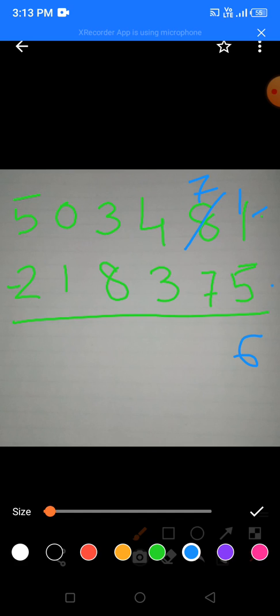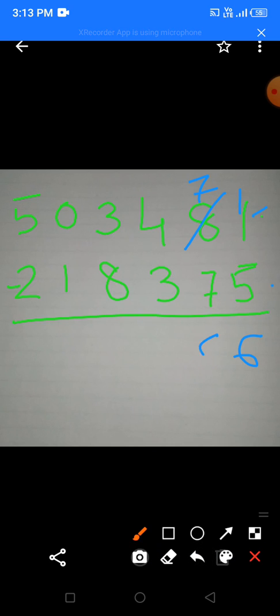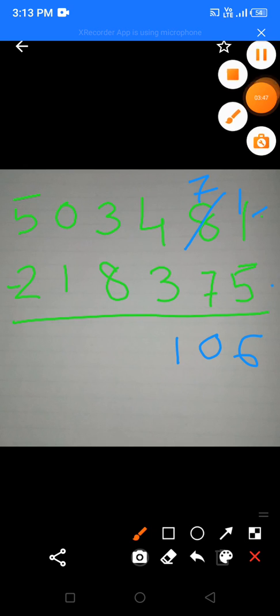Yes, children? Then what will you do? 7 and 7. 7 minus 7 will give you 0. So this is 0. Then you have 4 minus 3 will give you 1. Yes, children? But now if you see 3 is a smaller number and 8 is a bigger number. Now what will you do, children?